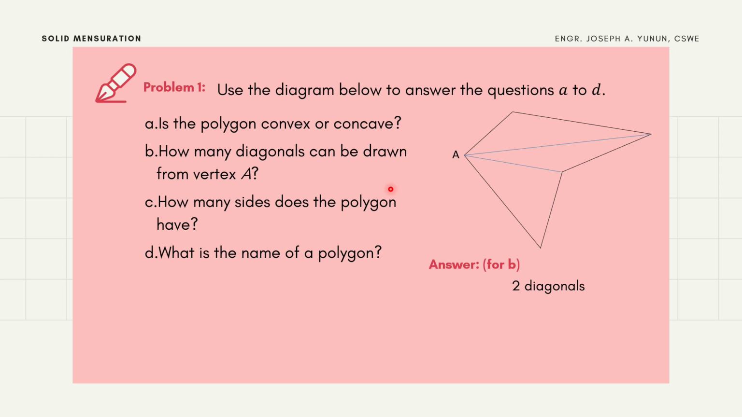And how many sides does the polygon have? You can count them. So probably 5 sides. And what is the name of the polygon? The name of the polygon is a pentagon.